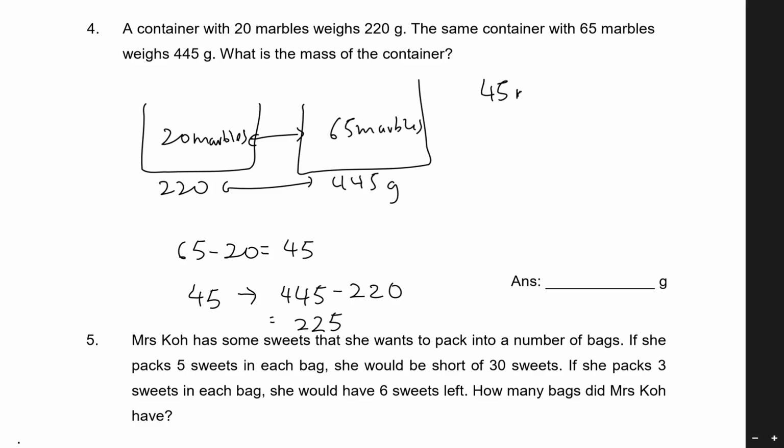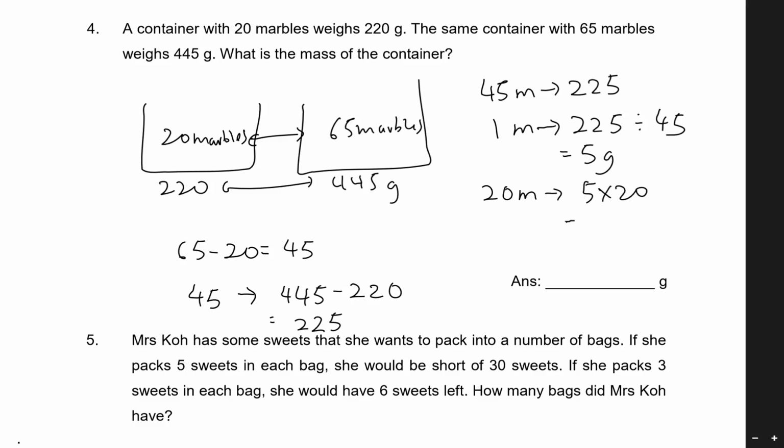Now, if 45 marbles is 225, let's always find out for one marble. 225 divided by 45, which will give 5 grams. Alright, makes sense? One marble is about 5 grams. So you have got 20 marbles in one of the containers. Let's find 20 marbles will be 5 times 20, which is 100. So there's supposed to be only 100 grams, but why is it that there's 220 grams here? Because of the container, right? The container makes everything become heavier. So 220 minus the 100 gram, the 20 marbles, will give me the mass of the container, which is 120.